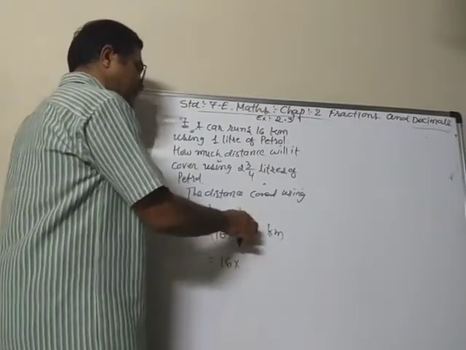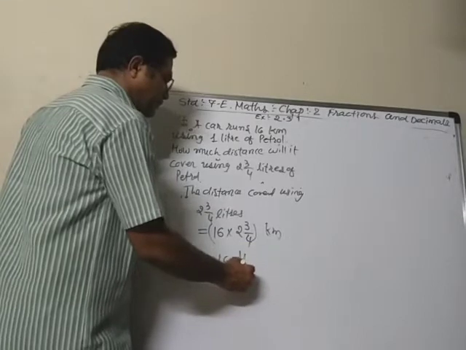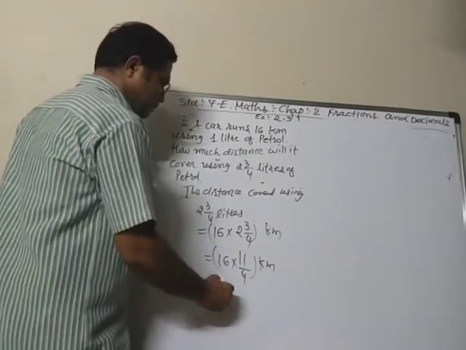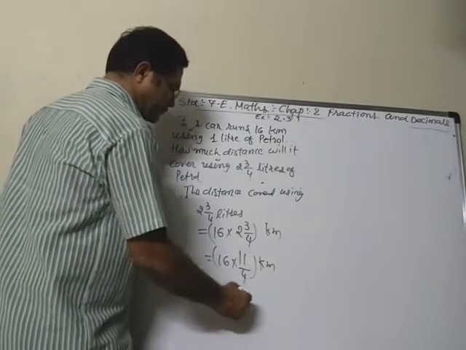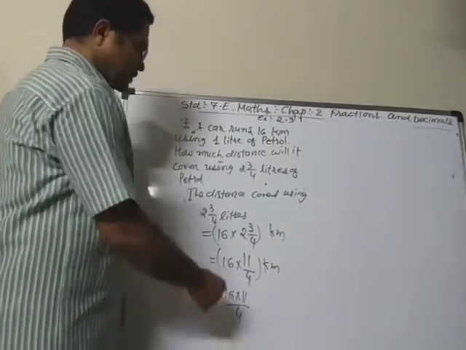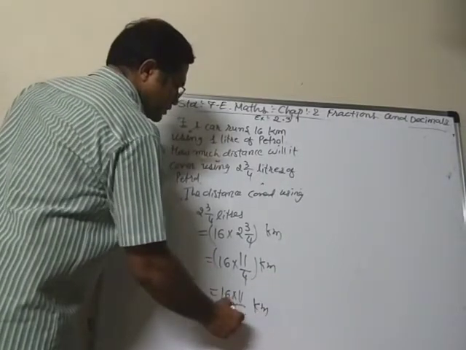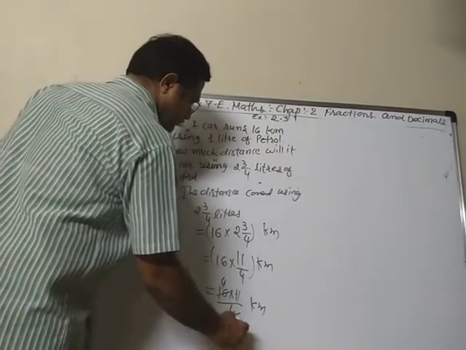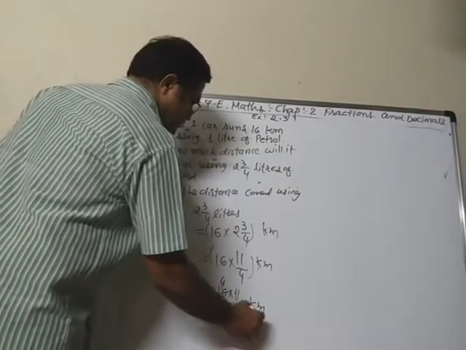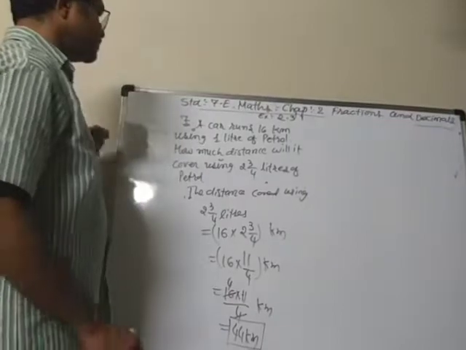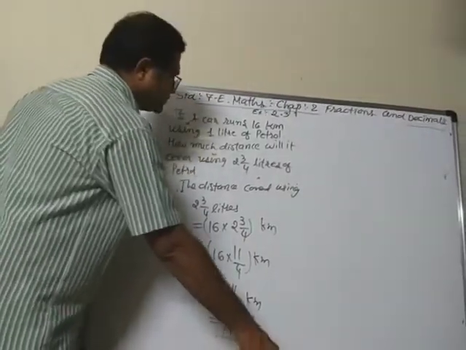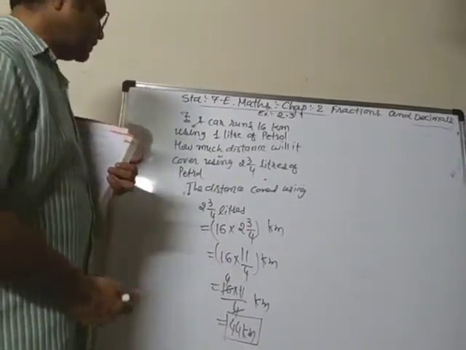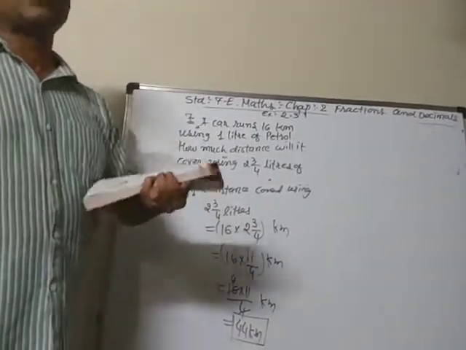8, 9, 10, 11, 11 upon 4 kilometer is equal to 16 multiplied by 11 upon 4 kilometer. 4 4s are 16, means 11 4s are 44 kilometer. So by using that 2 integer 3 by 4 liters of petrol, the distance covered will be 44 kilometer.